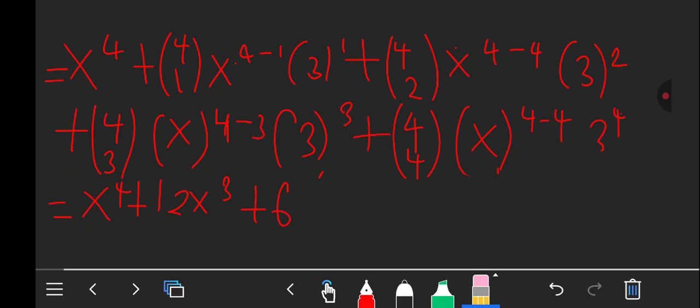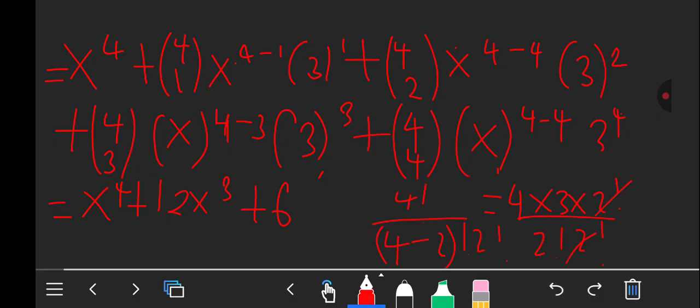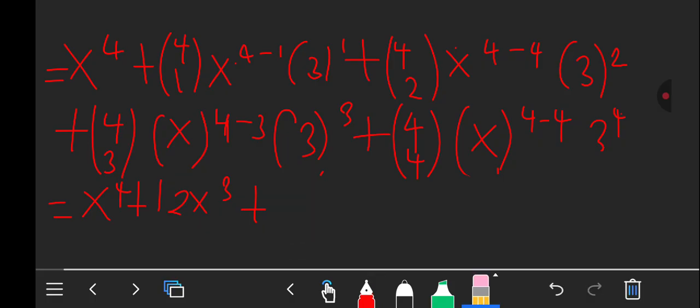So 6, then you have 3 to the power 2, that is 9. So 6 multiplied by 9, that is what? 9 multiplied by 5 is 45, so 6 multiplied by 9 is 54. So you get 54 there. So in fact, let me write it as 54.